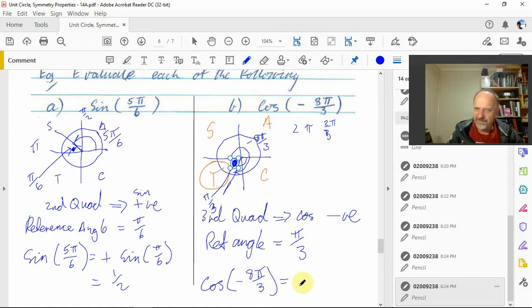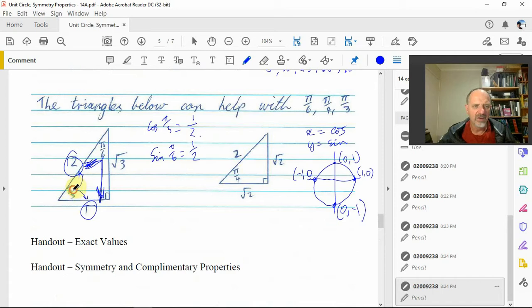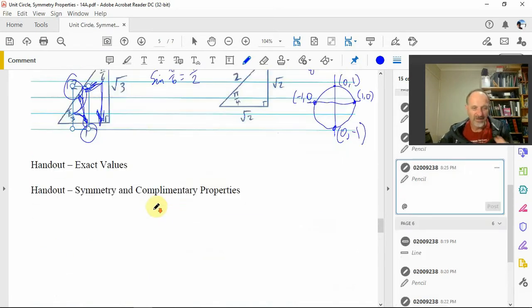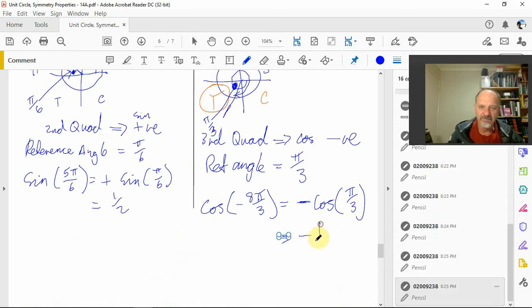So from that, the cos of negative 8 pi on 3 is a negative number, and it's related to the cos of pi on 3. So then we go back to our triangle. Pi on 3, cos is adjacent over hypotenuse, and so that's a half again. So we've got cos of negative 8 pi on 3 equal to negative 1/2.